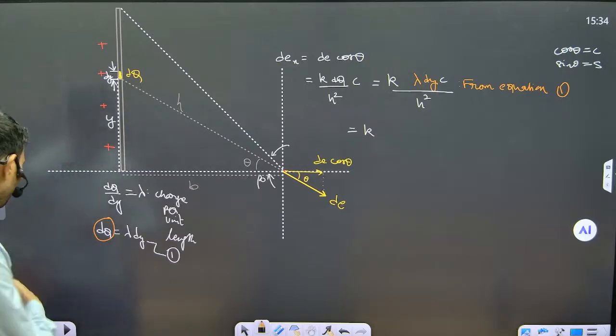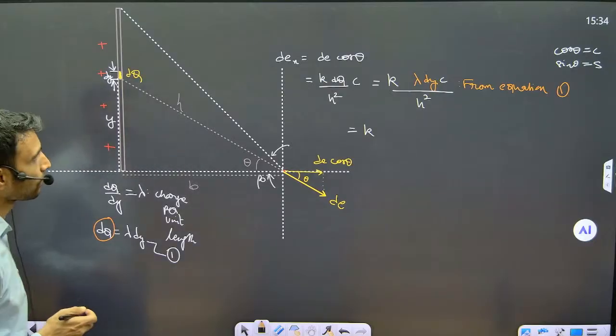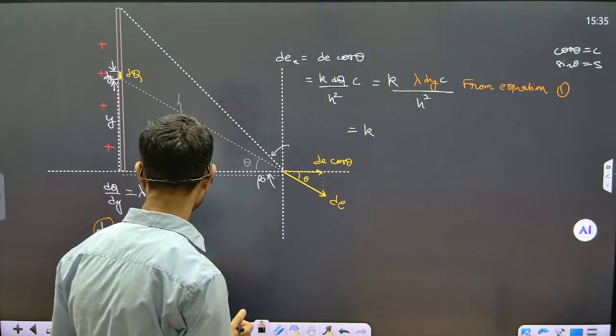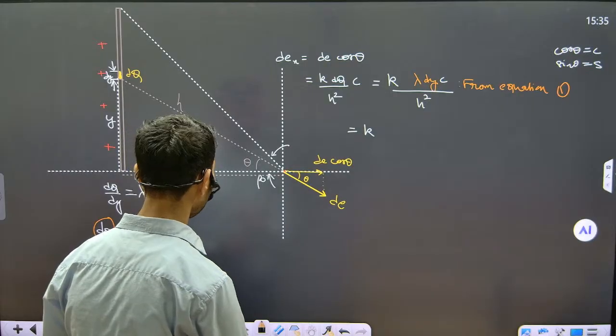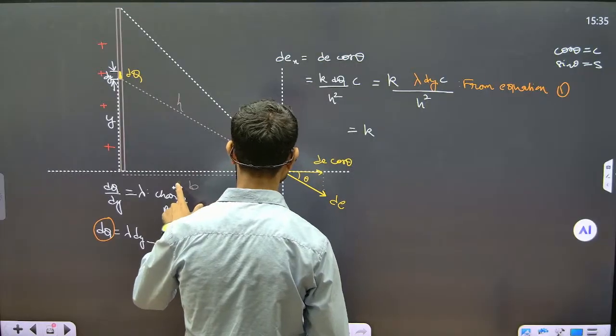Okay. So, where were we at? dq is equal to lambda times dy, we got. Where were we? I forgot. Okay, fine. So, we're treating this as an object, right? And we're moving it around.